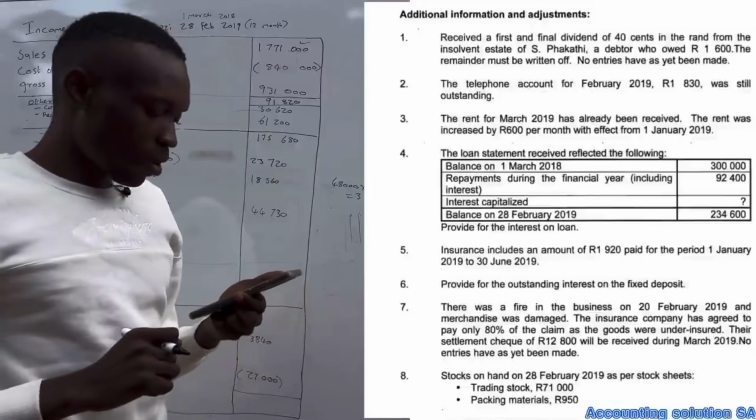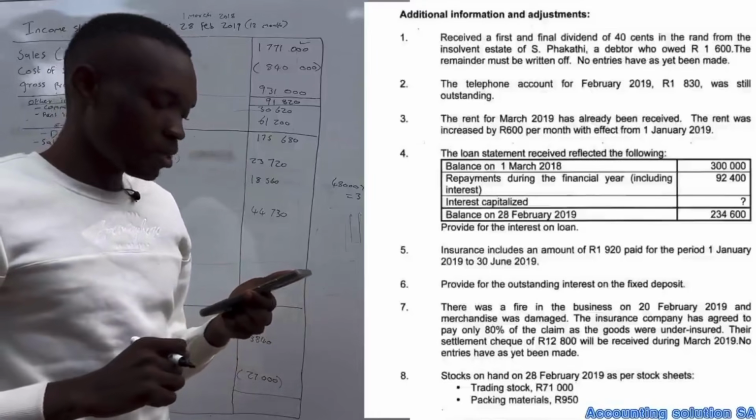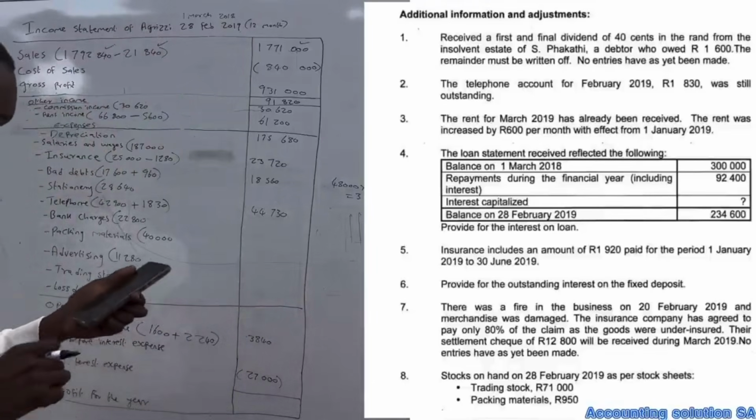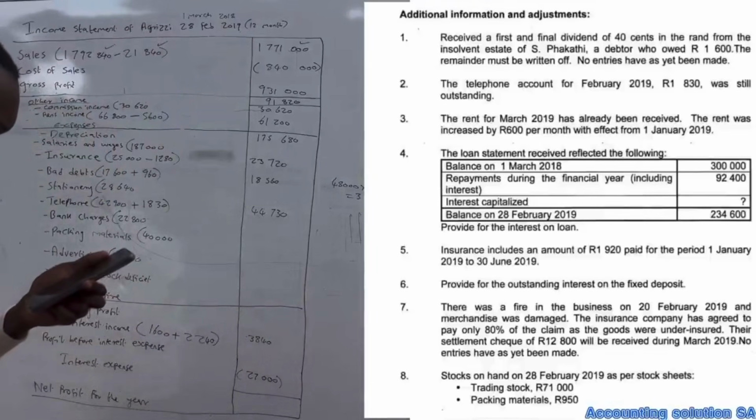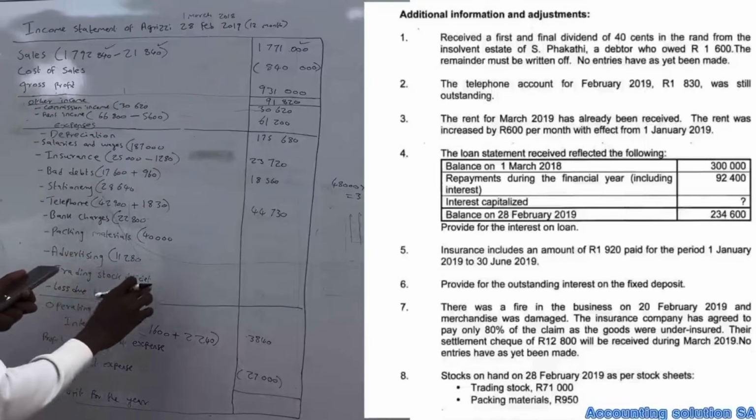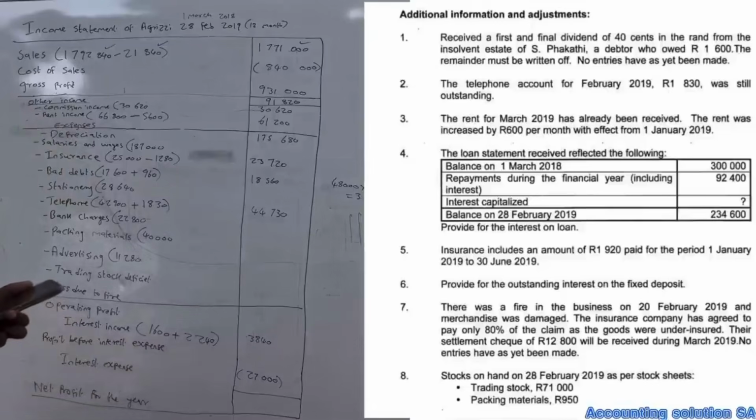So now, because the damage happened in February, we must record the damage here. Okay, now this is going to affect loss due to fire and the trading stock deficit. Let's start with loss due to fire. Loss due to fire can be calculated in this way.